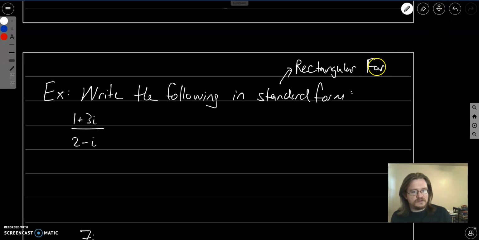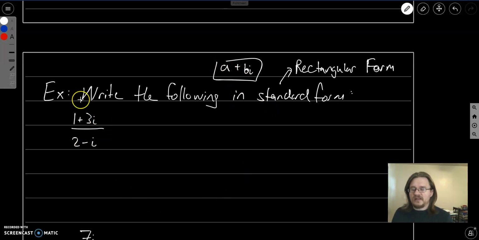And for rectangular form, all this means is I've got my real part plus my imaginary part. So when I look at this, I see 1 plus 3i divided by 2 minus i. That doesn't look like a real number plus an imaginary number. So I'm going to have to make this into a real number plus an imaginary number.